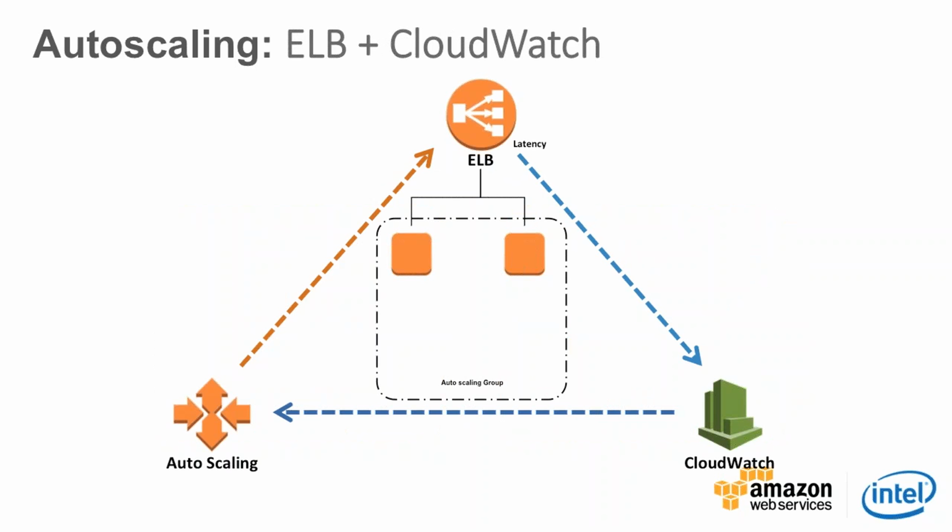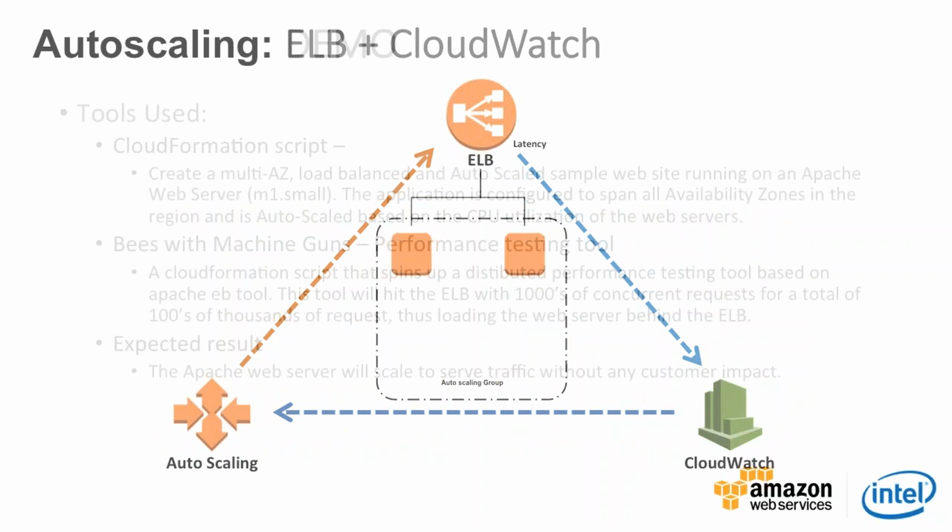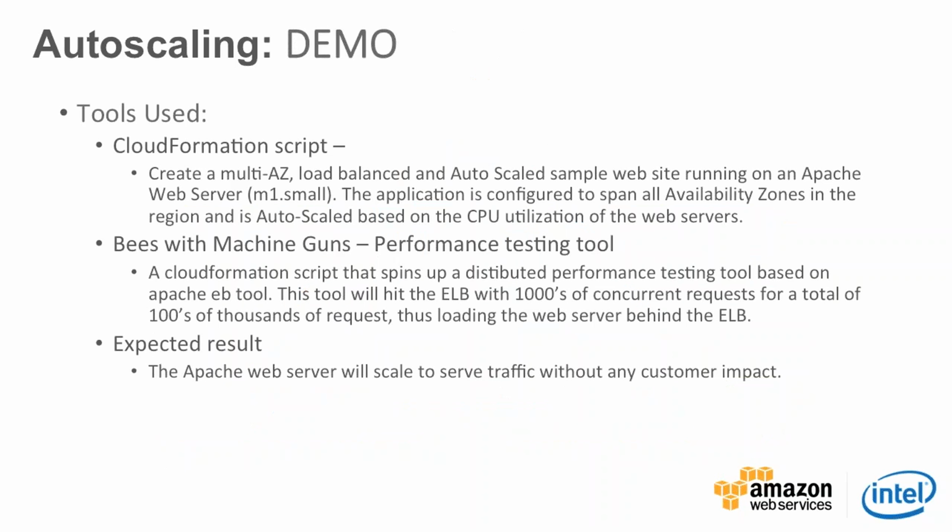What I have for a demo is a multi-AZ load balanced auto-scaled web application. It's just an Apache web server showing a website, running on an M1 small instance. I've got a tool called Bees with Machine Guns. It's a performance testing tool. It spins up a bunch of bees and hits the website you give it as many times as you say you want. Other people would call it a DDoS tool as well, so you want to be very careful with that.